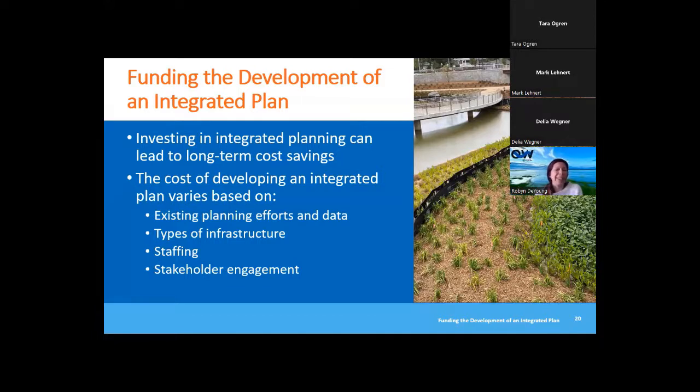And then the extent of your stakeholder engagement. I know Richmond, Virginia had a long stakeholder engagement, and they hired a third-party facilitator, and so that costs a little bit more than someone else that did their own stakeholder engagement. So that's another part of the cost of your integrated plan. Next.